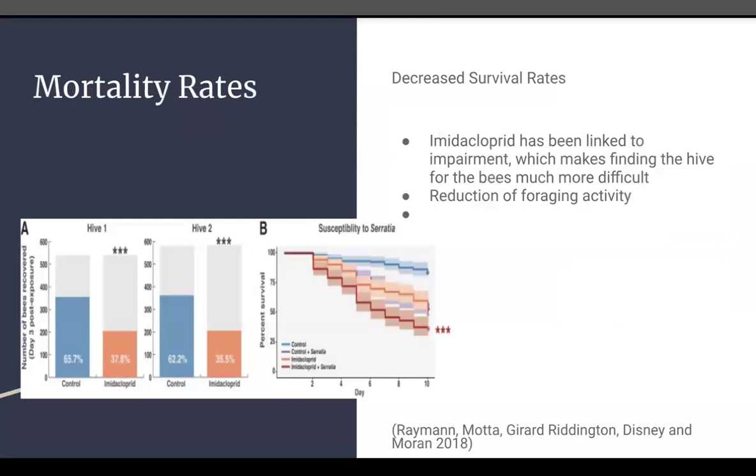So next I wanted to see if it did lead to an increase in mortality rate. So imidacloprid has been found to temporarily impair the bees. This makes it much more difficult for the bees to make it back to the hive after consuming imidacloprid. So when bees are out trying to get back to the hive after hunting or gathering pollen, it makes it harder for them to get back. So they have an increased risk of attacks from predators, as well as prolonged exposure to the elements.